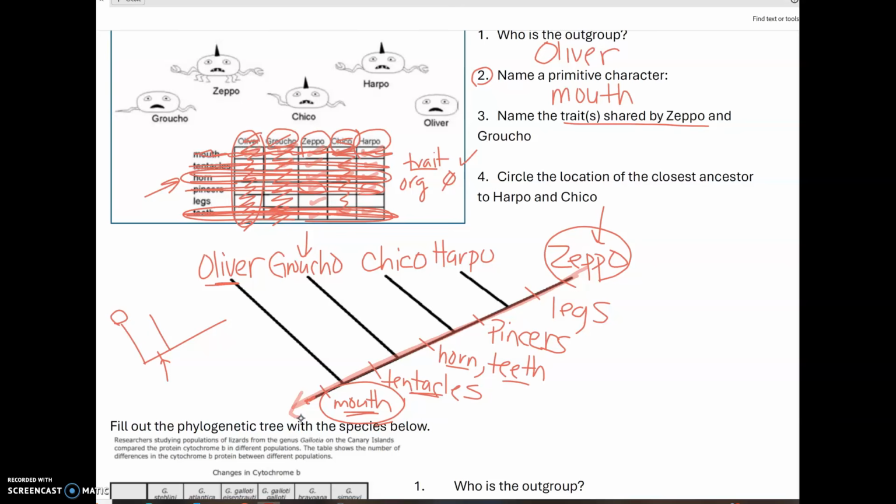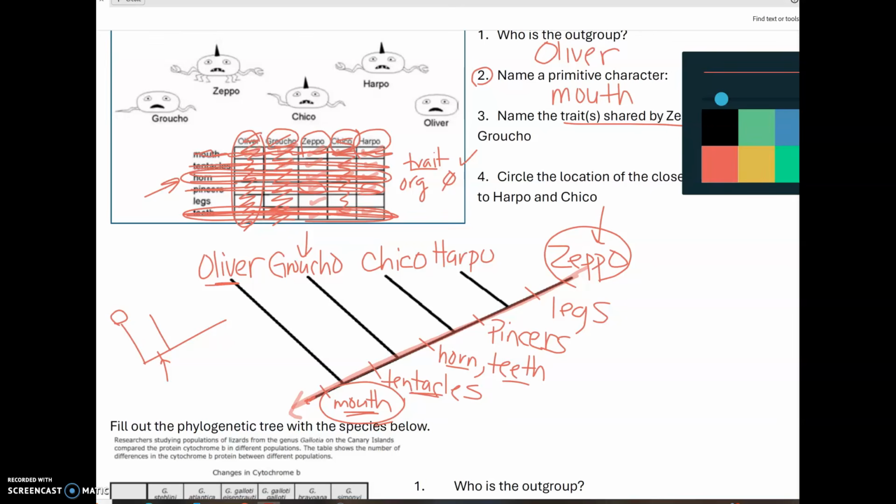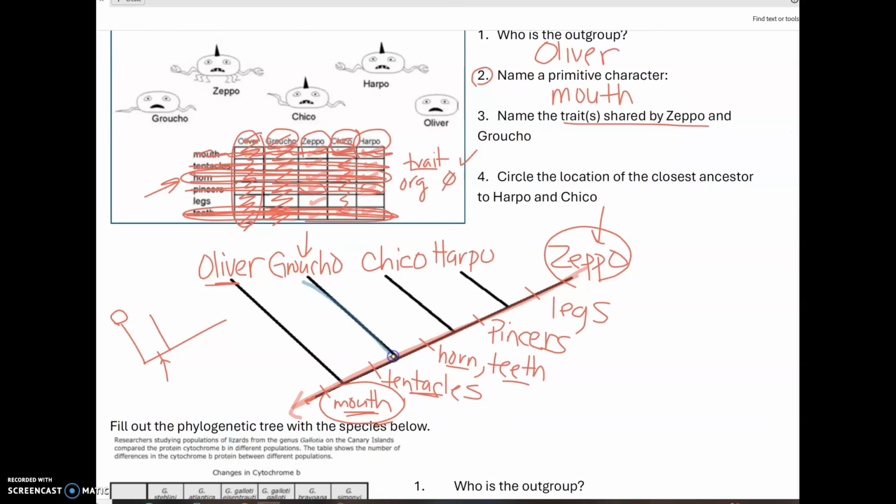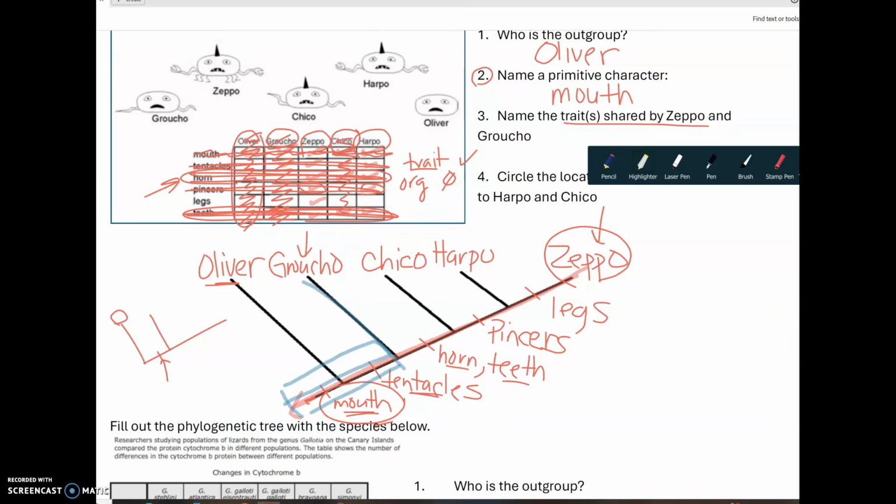Now let's see which traits Groucho has. I'll use a different color. Let's do blue. Groucho is here, and the traits that Groucho has are here. So see where these both colors are? Those are the traits they share. So the only two traits that both Zeppo and Groucho share are going to be tentacles and a mouth.